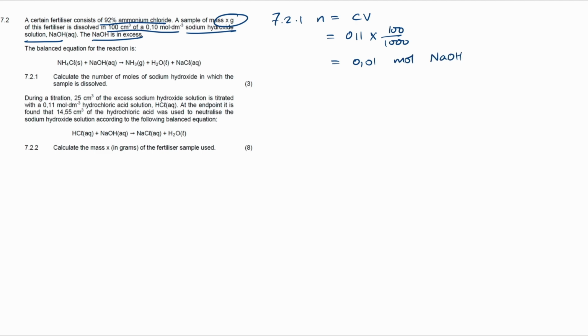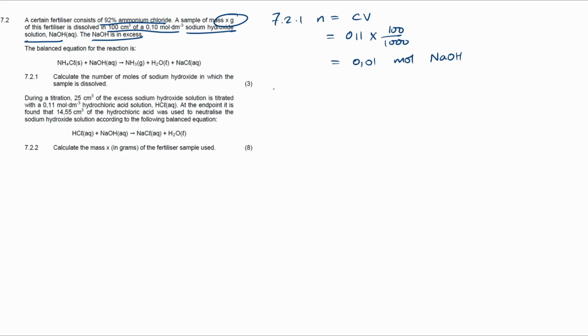and that's going to give us an answer here of 1,44. Question 7.2 says a certain fertilizer consists of 92% ammonium chloride. A sample of mass X grams of this fertilizer is dissolved in 100 cm³ of 0.1 mol/dm³ sodium hydroxide solution. The NaOH is in excess, the reaction is given. 7.2.1, calculate the number of moles of sodium hydroxide in which the sample is dissolved. So this is simple. Number of moles is equal to CV, concentration 0,1, multiplied by the volume, 100 divided by 1000, and that's going to equal 0,01 moles of NaOH.